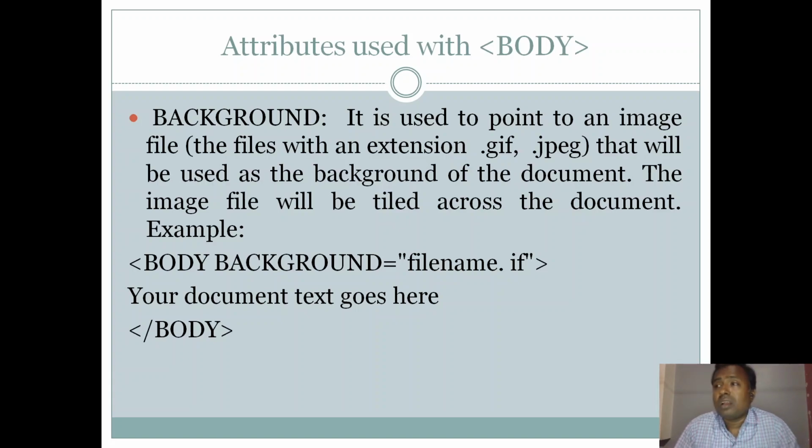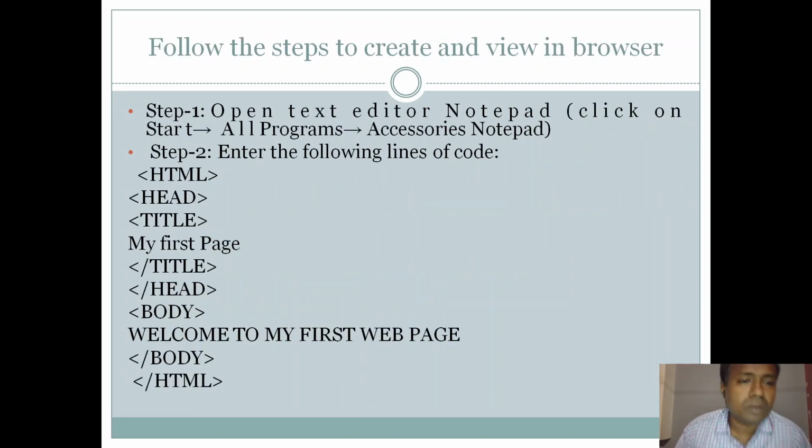Remember, an attribute is what? A property of a tag which provides additional information to the browser. Now, let us see how exactly we can create this HTML program and then open it. I already told you that you can take help from Notepad. In Notepad itself you can type your code and then save this program as a filename dot html.